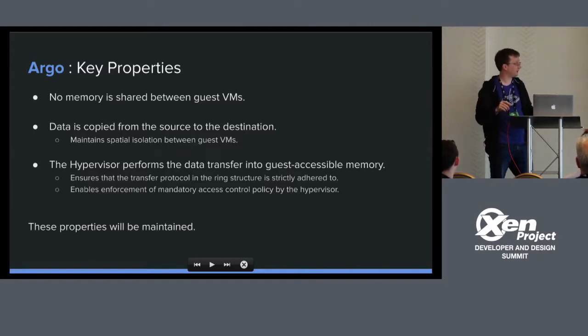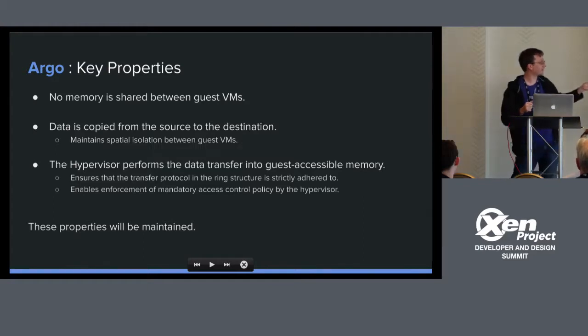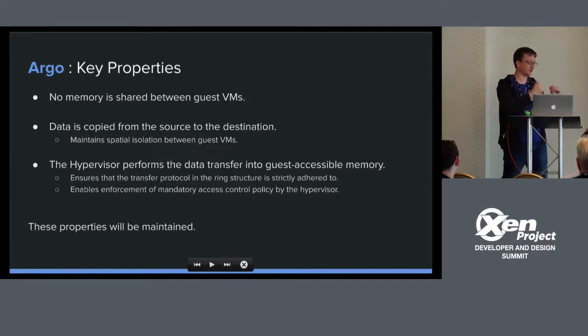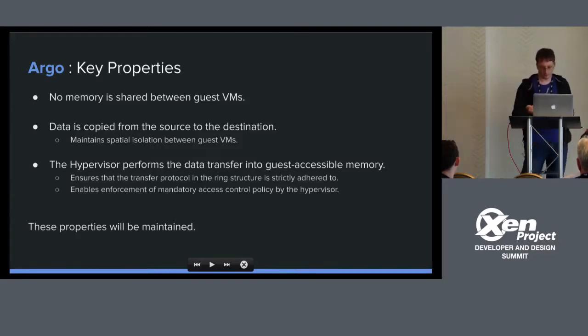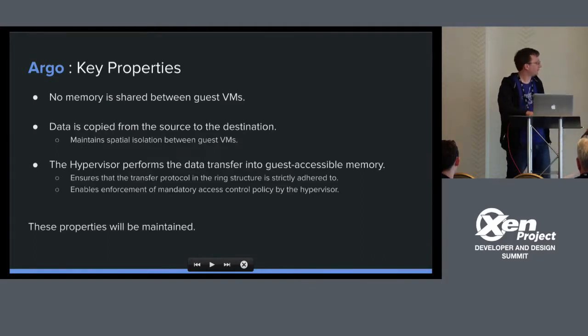The data is copied. There's no shared memory, but it is actually a copy operation in order to maintain spatial isolation between your guests. Since the hypervisor is performing the copy, it's trusted to adhere to the transfer protocol. The write into the guest will take into account ring indexes and behave as you expect it to, because you can trust that it's the hypervisor that's doing it. You're not dependent on the remote endpoint to play nice, and that's a contrast to, for example, the grant tables, if you were to use those. Anyway, so those are the key properties that make it distinctive and will be preserved.